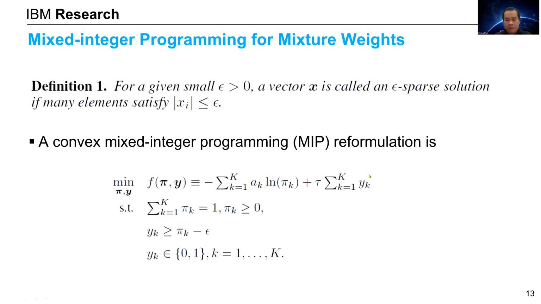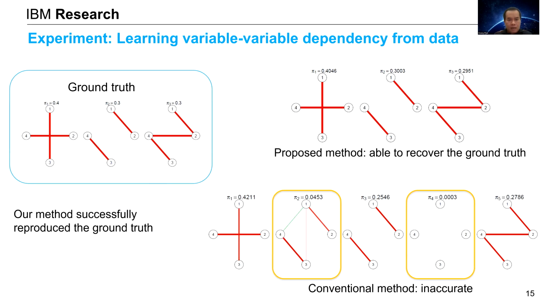It counts how many significant components are in our model, and I want to minimize that. That's the meaning. Fortunately, we have a quadratic time algorithm to solve this model. So our approach is scalable because we can compute the sparse mixture weight in a fast manner. Let me show some experiments to show the benefit of applying sparsity on the mixture weight.